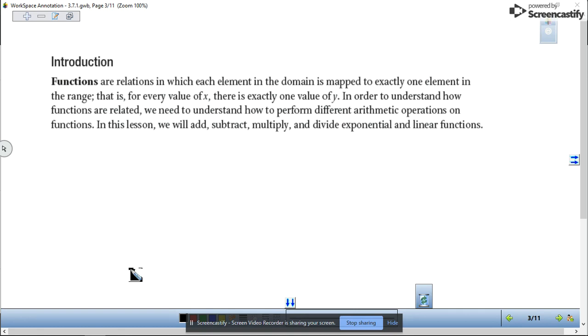So what we're going to talk about today is more about functions. Of course, functions are relations in which each element in the domain is mapped to exactly one element in the range, right? In other words, for every x, there's only one y. In order to understand how functions are related, we need to understand how to perform different arithmetic operations on functions. In this lesson, we will add, subtract, multiply, and divide exponential and linear functions. It sounds complicated. I promise it's not that bad.